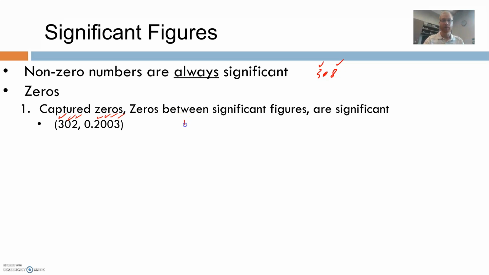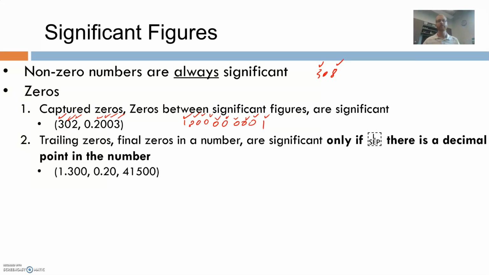Okay, another example, 1.0000000000001. Okay, doesn't matter that there's a decimal in the middle. That one's significant and that one's significant, so all of them are significant. Okay, captured zeros, if it's between two significant digits, it is significant.